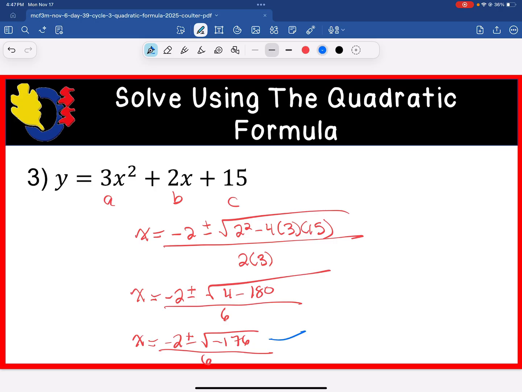So when I try to plug in negative 176 underneath the square root sign, we actually get a math error. So I can't take the square root of a negative number. So in other words, there is no solution or no x-intercept.